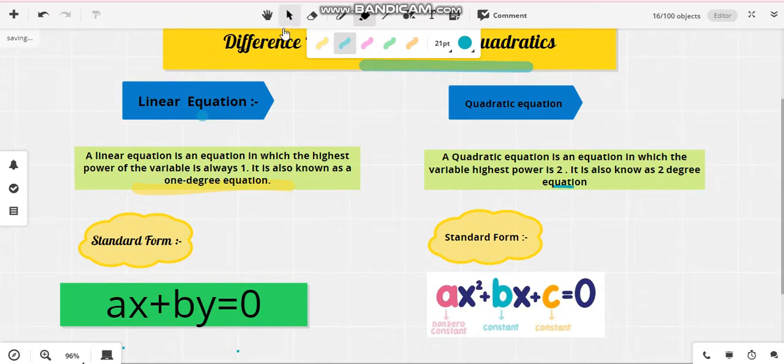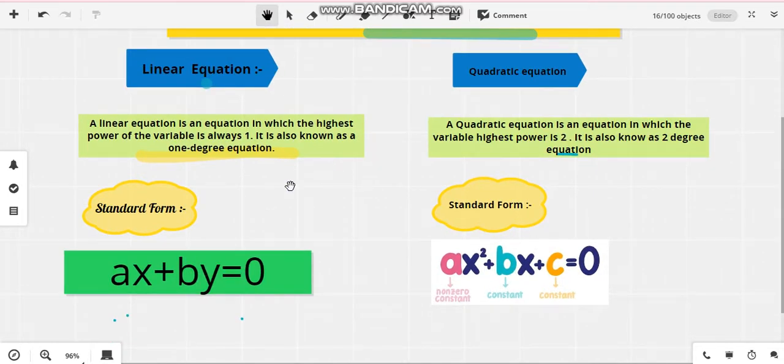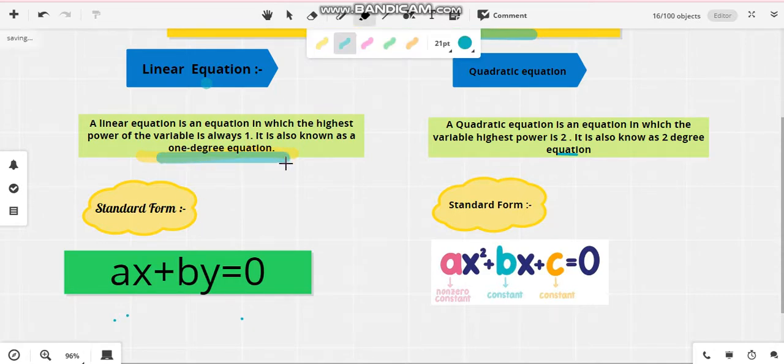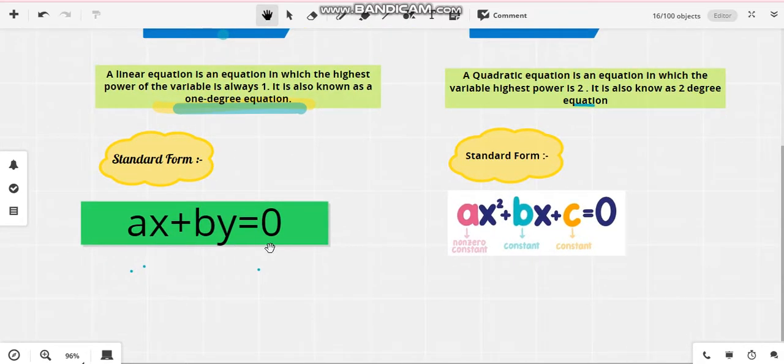So the basic difference: a linear equation is an equation whose variable's highest power is 1. You have seen many kinds of equations: quadratic, linear, polynomial. When the highest power of the variable is 1, we say that it is a linear equation. It is also known as a 1-degree equation. The standard form of the linear equation is ax plus by equals 0.